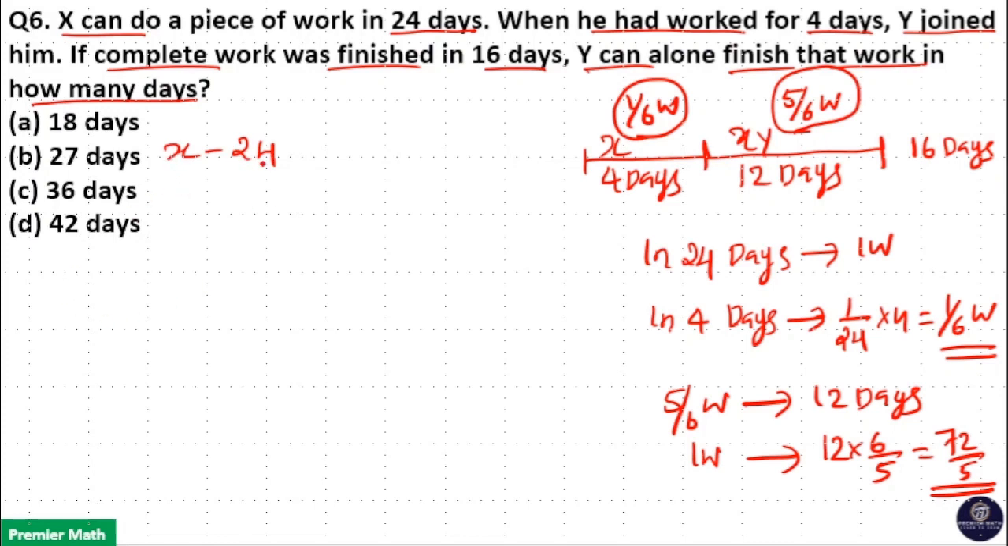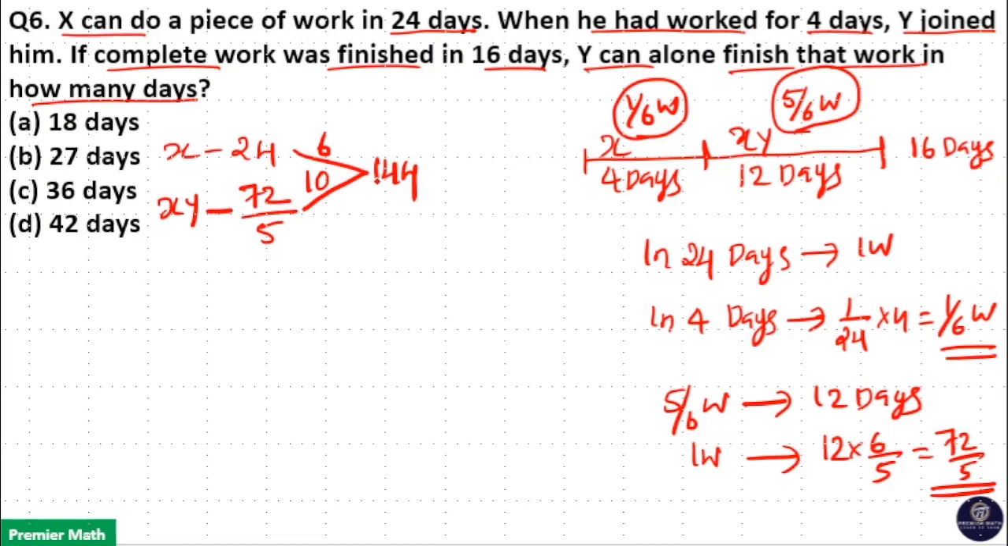So X can complete a work in 24 days and X and Y can complete the same work in 72 by 5 days. Now the work has equaled. Here 1 by 6 work is completed in 4 days by X alone and 5 by 6 work is completed by XY in 12 days. Here work is not equal, but here work is equal. So take the LCM of 24 and 72. Here LCM is 144. Now 24 goes 6 times in 144, 72 goes 2 times, but this is 72 by 5. So 72 by 5 goes 10 times in 144.